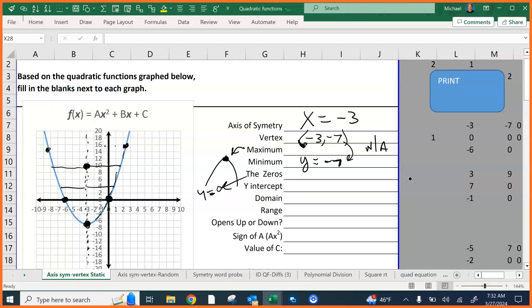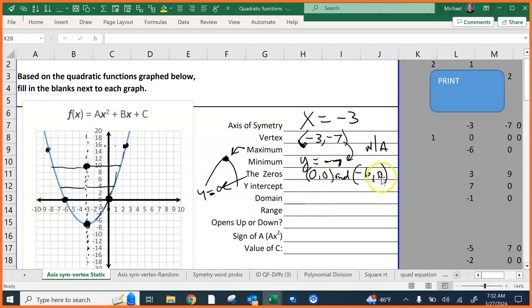And it looks like it's at 0. Wait, no, it doesn't. Does it? Oh, yeah, obviously it does because it's going through the origin. So the zeros are going to be 0, 0 is 1. And the other one is -6, 0. Okay, -6, 0. Okay, so those are the zeros.